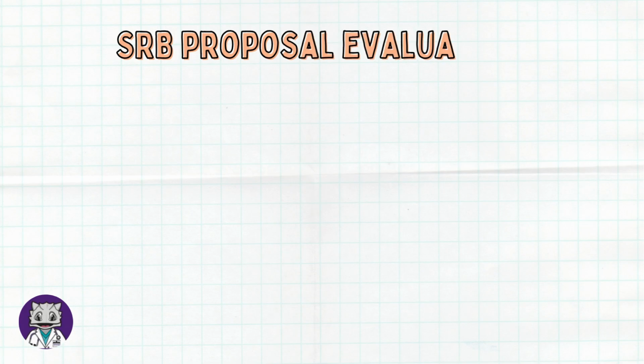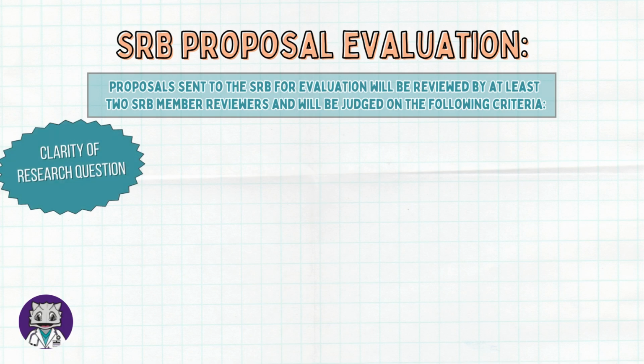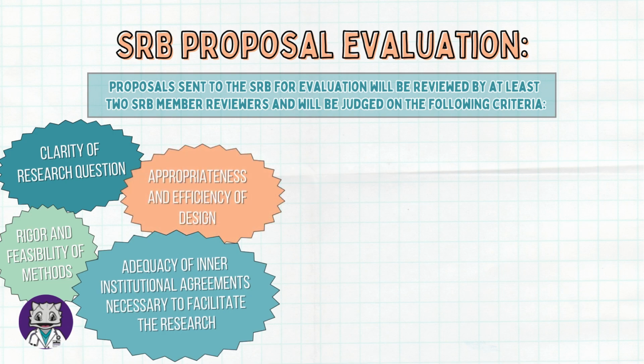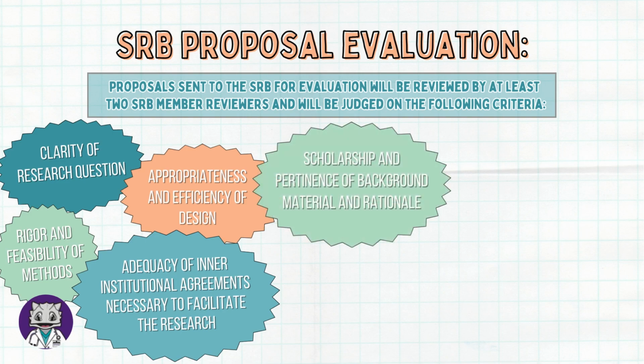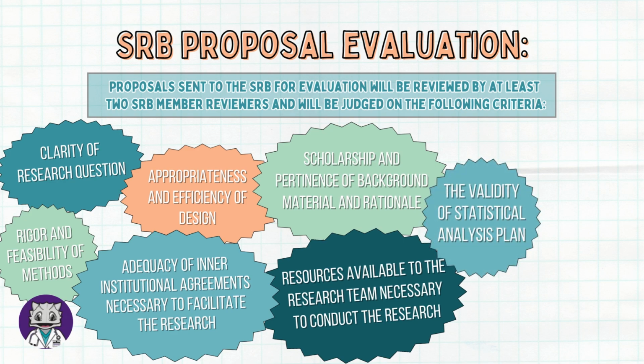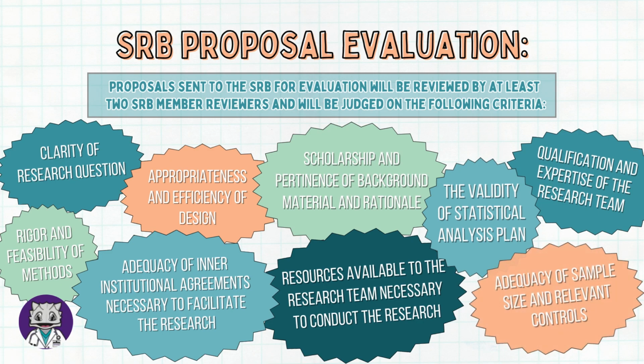Now we will cover how your SRB proposal will be evaluated. SRB submissions will be reviewed and judged based on the following criteria: the clarity of your research question, rigor and feasibility of methods, adequacy of institutional agreements necessary to facilitate the research, appropriateness and efficiency of design, scholarship and pertinence of background material and rationale, resources available to the research team that are necessary to conduct the research, the validity of your statistical analysis plan, the qualification and expertise of the research team, and finally, adequacy of sample size and relevant controls.